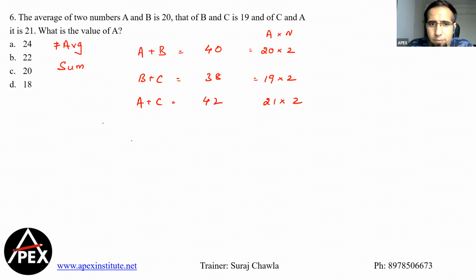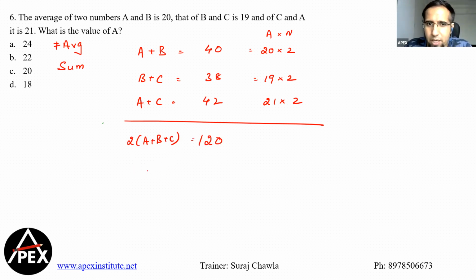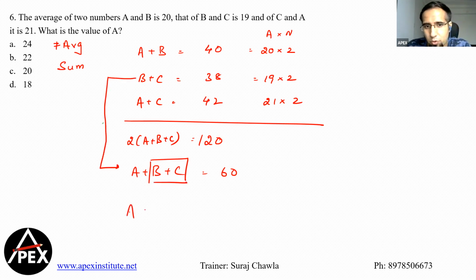So when I add all of them, I get 2 times a plus b plus c. That is equal to how much, guys? 40 plus 42 plus 38 is going to be 120. Or in short, I get a plus b plus c is equal to 60. Now the question is asking for the value of a. So from a plus b plus c, if I remove b plus c, I get my answer. So let's replace b plus c from here. So a plus 38 is equal to 60, or the value of a is equal to 22.